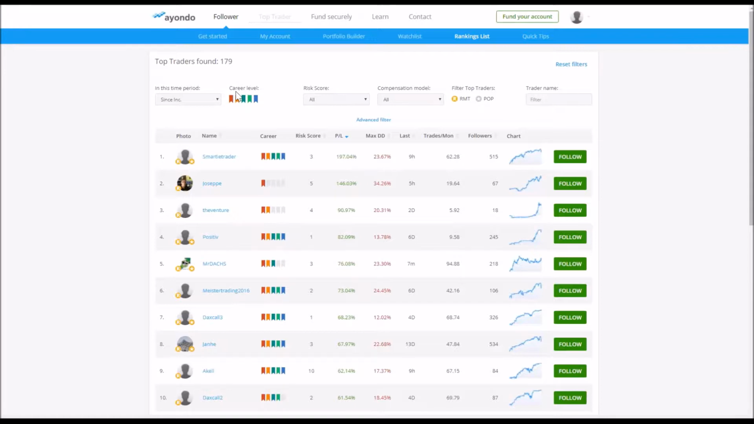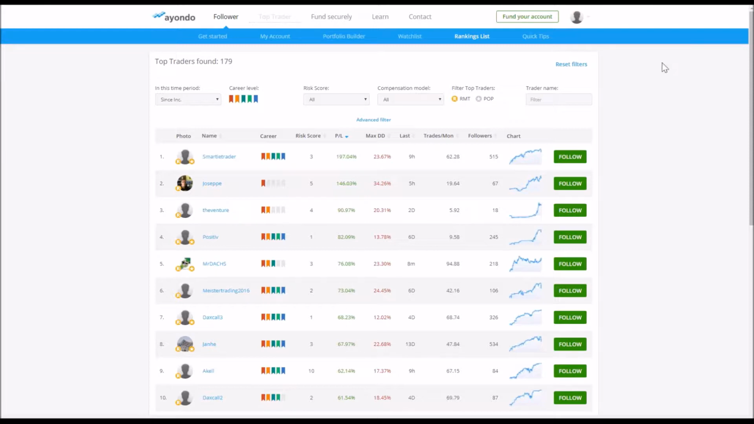But I know that all of these people are trading with actual cash, whether that's, I don't know, £5,000, £50,000, but they are trading with actual real money. So number 1, clearly still Smarty Trader, still at the top. Giuseppe, second, best performer, 146%. The Venture, 90%. Positive, 82%. 76, and so it goes on.